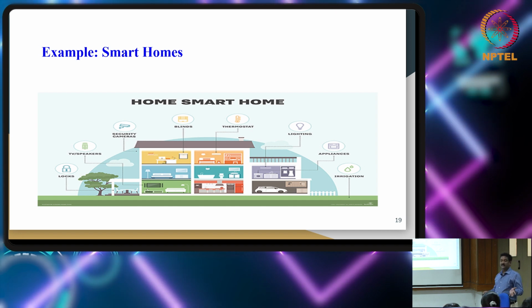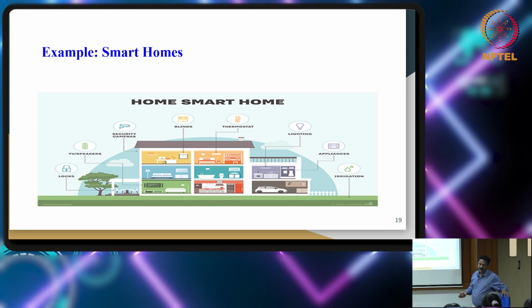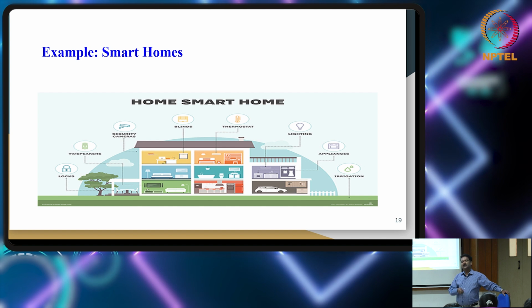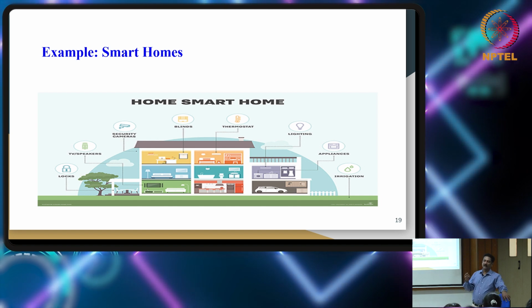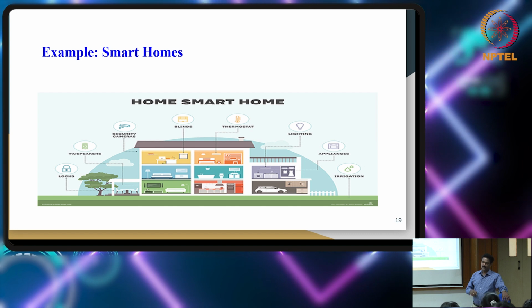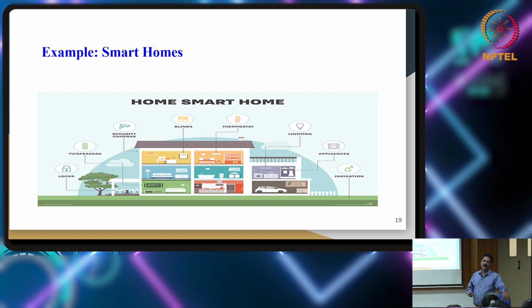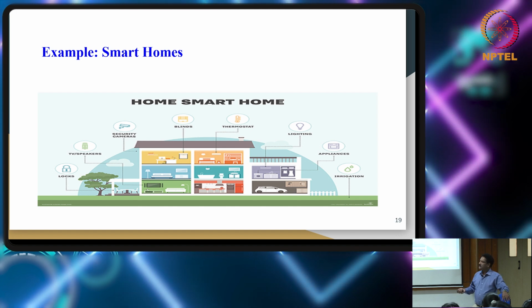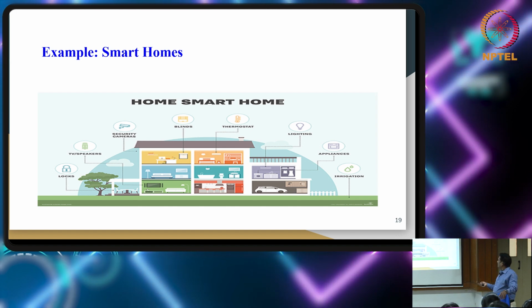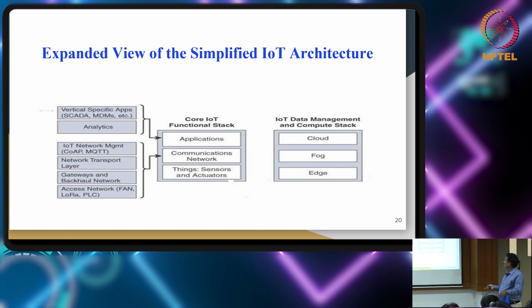For example, you forgot to switch off your TV, right? And then you remember, I forgot to switch off my TV. Then from the office, you can switch off your TV, your light, your fan, your air conditioner. Everything we can do, right? So this is what happens here.